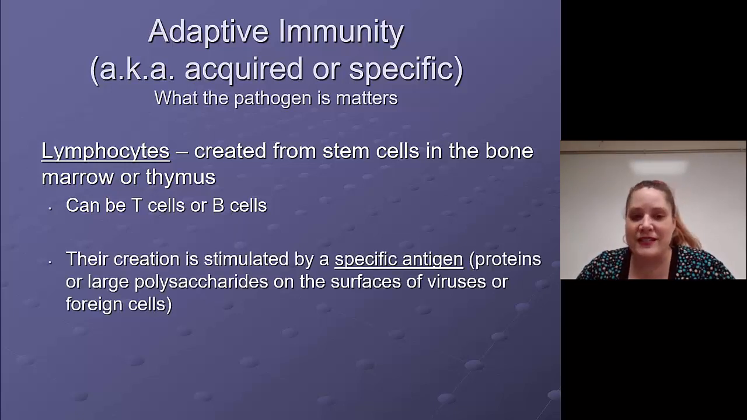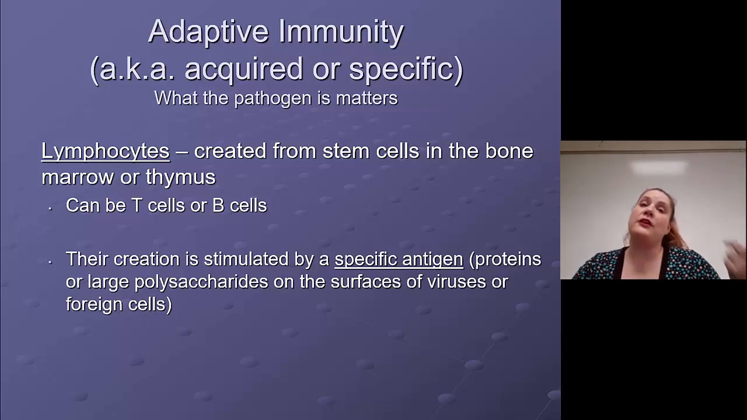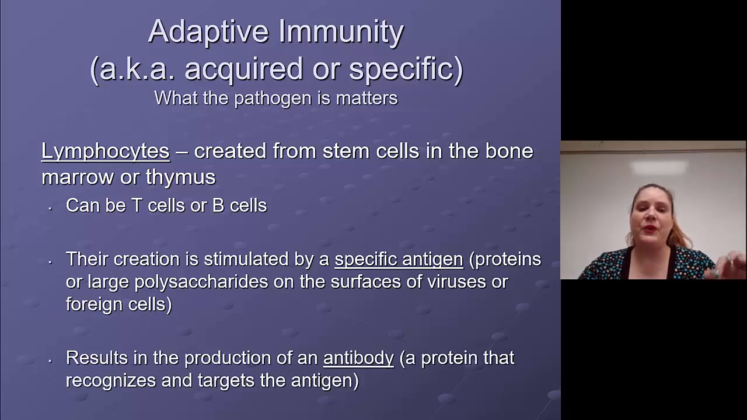But a specific antigen comes in, okay? Could be a protein, could be a really big polysaccharide on the surfaces of the viruses or the foreign cells, and that's going to trigger the creation of these lymphocytes, these T cells and B cells, okay? What you're going to end up with is the production of an antibody.